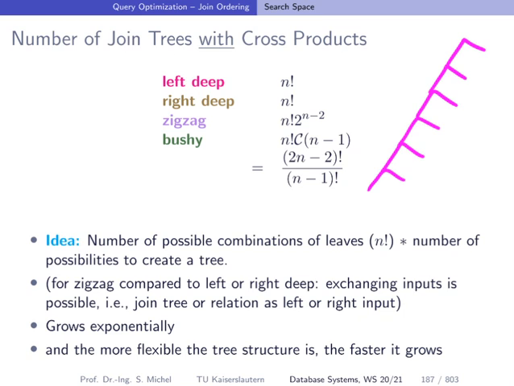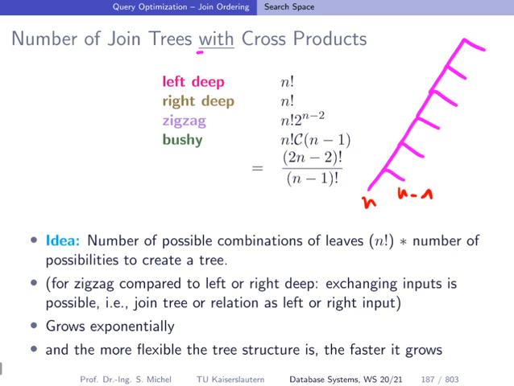n leaves because we have n relations, right? And now, how many possibilities do we have to assign these n relations to the leaves? Well, n factorial, right? So here we have a choice of n, n-1, and so on. Very simple. So we have one possible structure and n factorial possible assignments of the relations to the leaves. So in total we have n factorial left deep trees.